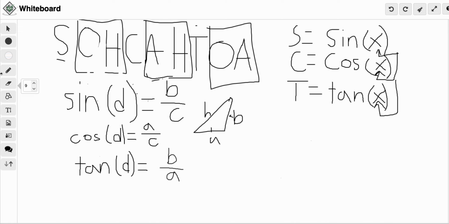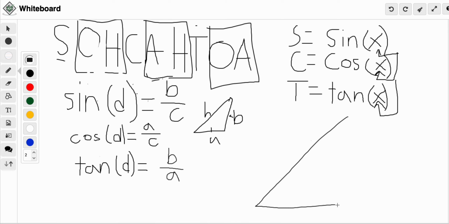Okay. So let's say that I have triangle this. Let's draw it a bit big. We set up a right triangle just like this. Now, let's say that this angle is 30 degrees. And let's say that this angle is 60 degrees. So we have a 30, 60, 90 triangle here.